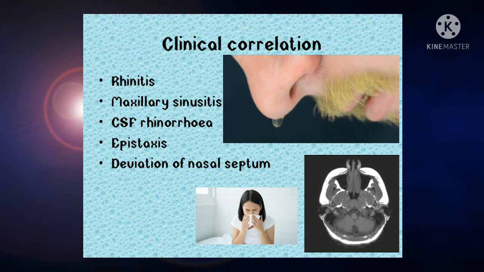The sphenopalatine artery is the major artery for epistaxis. Little's area on the septum is a common site for bleeding from the nose or epistaxis. The pathological deviations of the nasal septum are often responsible for repeated attacks of common cold, allergic rhinitis, sinusitis, etc. Deviations of the nasal septum can be corrected with the help of surgeries.